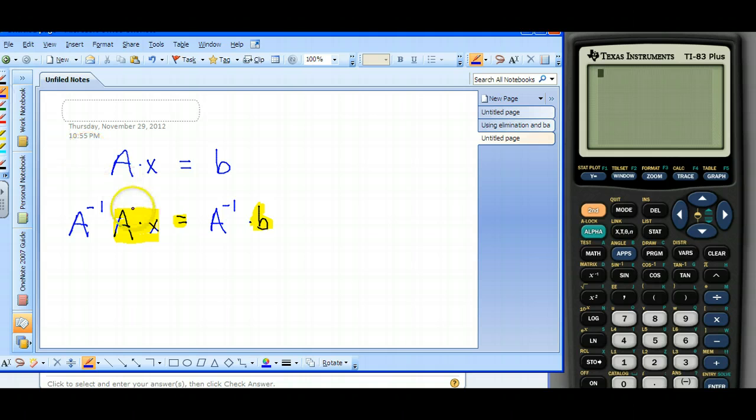Now what happens here is, as we said at the beginning of this section, if you multiply a matrix times its inverse, you get back the identity matrix.